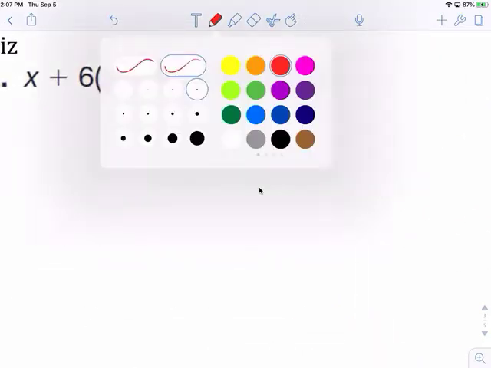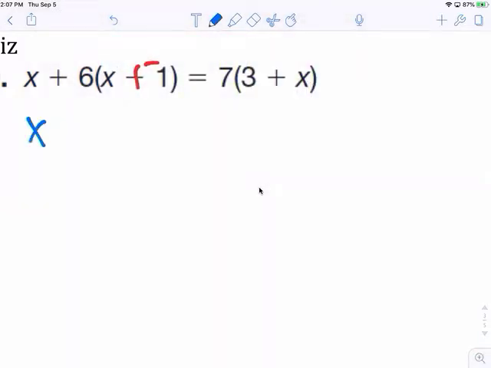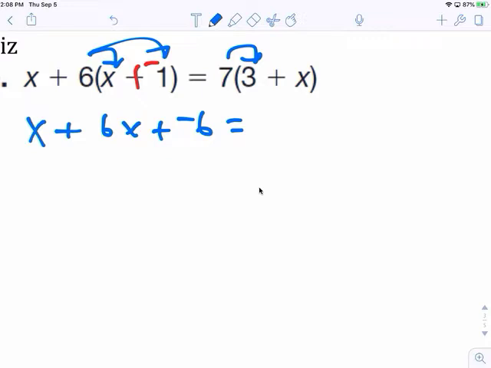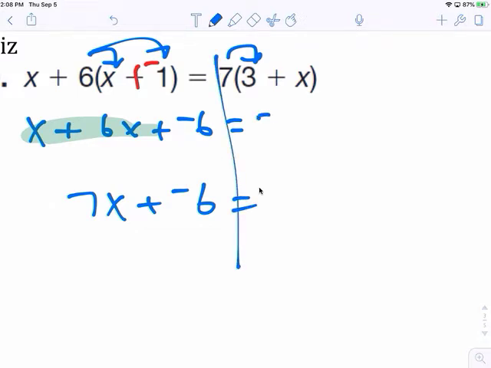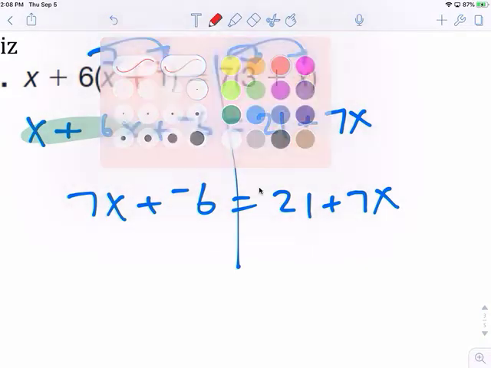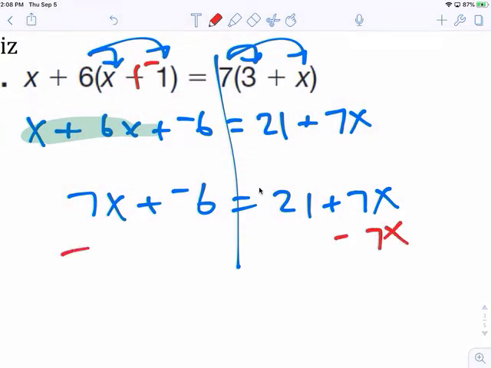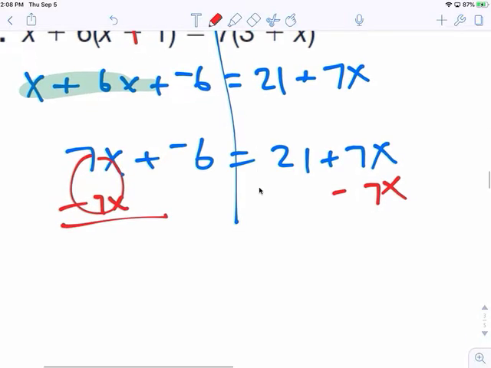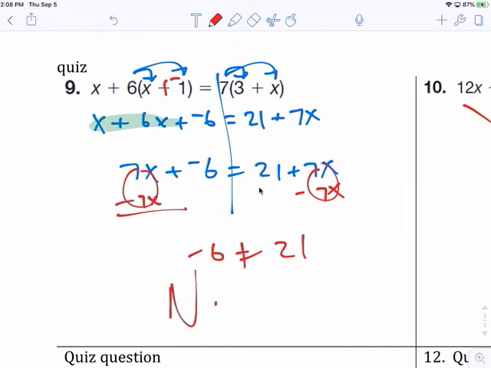Additive inverse. So you do x plus 6 times x is 6x. 6 times negative 1 is negative 6 equals. Distribute. Oh, this, you can combine these two. 7x plus negative 6. You get 21 plus 7x. 21 plus 7x. Make the variable equal 0 first, minus 7x. No solution, they don't equal, no solution.